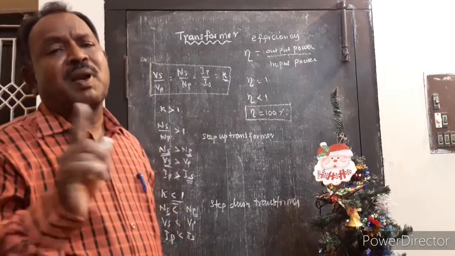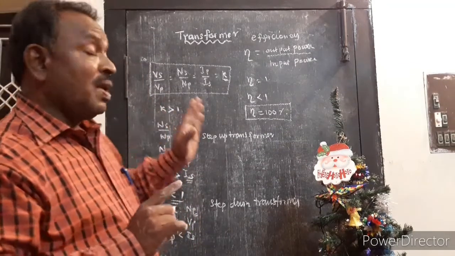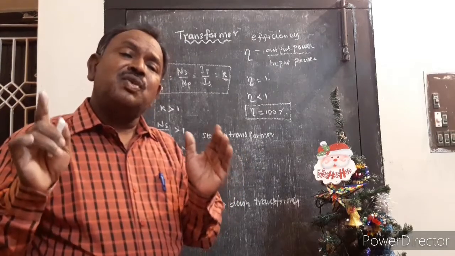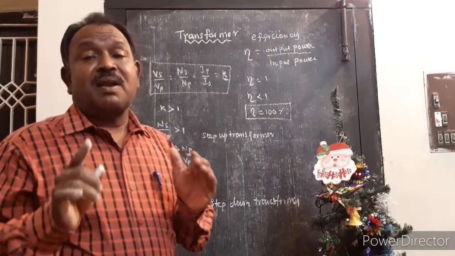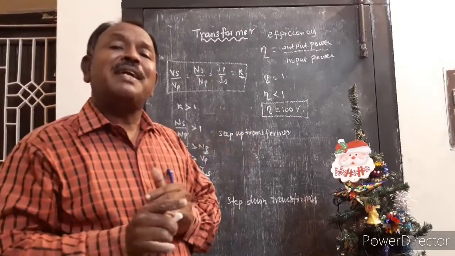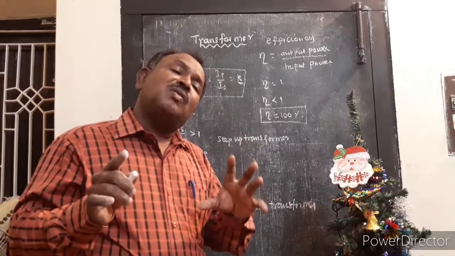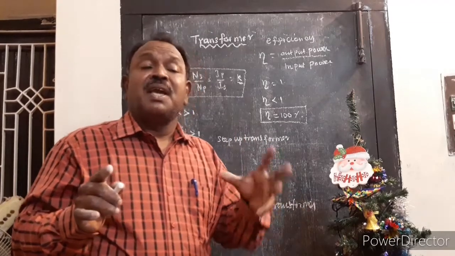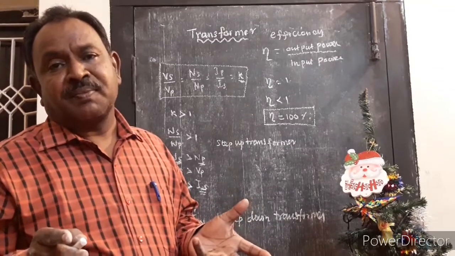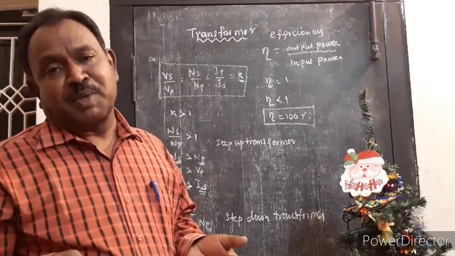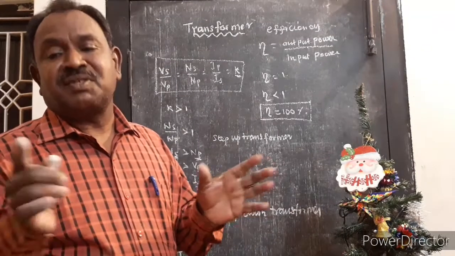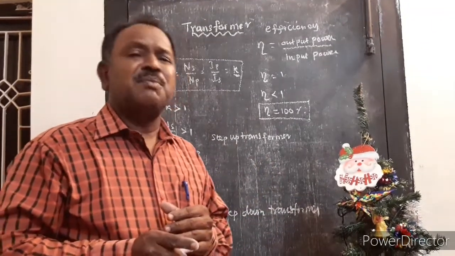The second loss is the copper loss. We know primary and secondary coils have insulated copper wires. When current is allowed to pass through these copper wires, due to Joule's heating effect, some amount of electric power is wasted in the form of heat energy. This loss is called copper loss. This copper loss is minimized by using thick wires of negligible resistance.